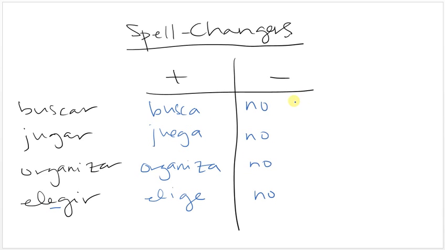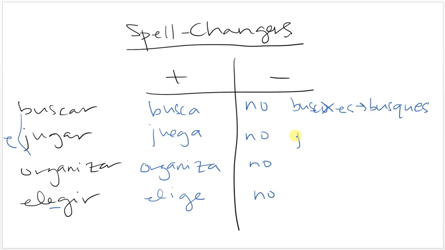Now, if I want to go to the negative, remember they're all going to start with no. For buscar, normally, remember, you go to the yo, drop the o, add the opposite ending. The opposite ending for AR verbs is an e. So this would be busces, but it's buscar, so we need to keep the k sound. This would be pronounced buses, so we do have to change to the QUE. No busques, don't look for.